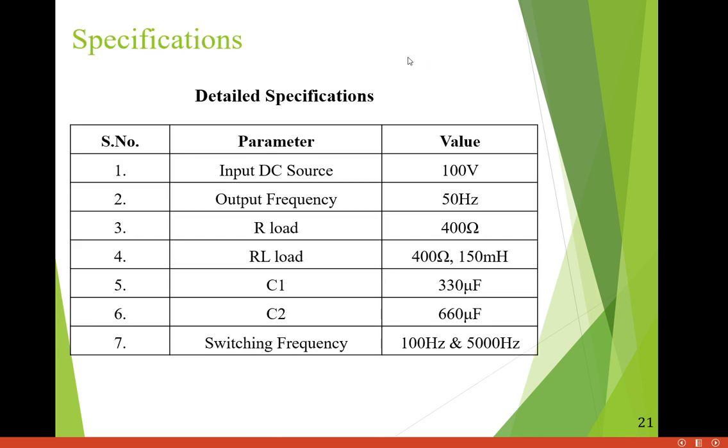And these are the specifications we use. Input DC source 100 volts, output frequency 50 Hz, R load 400 ohms, RL load 400 ohms and 150 megahertz, C1 330 microfarads and capacitor C2 660 microfarads, for switching frequency 100 Hz and 5000 Hz.